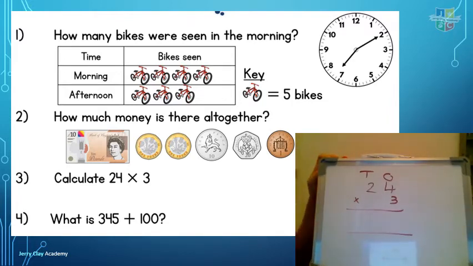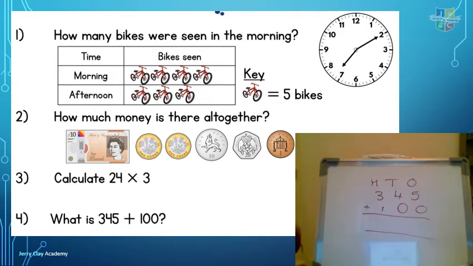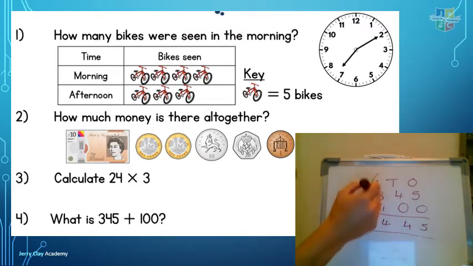For number 3, you should have used column method, set it up like this. Starting your ones, 4 times 3 is 12. Remember, you can't put 2 digits in, so the 2 goes into the ones column, the 1 goes under the tens. 2 times 3 is 6, add your 1 is 7, your answer is 72. And finally for number 4, this was a nice easy one. You could have either used column method, which would have been really easy. However, because you're only adding 100, your hundreds column is the only column that is going to change. So your tens and your ones would stay the same, so that should have been nice and easy.